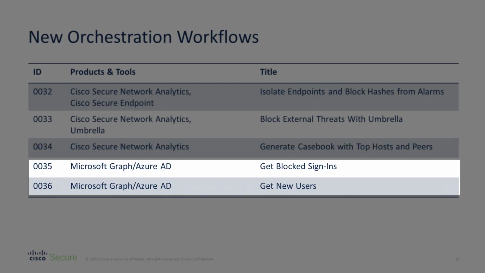The last two workflows deal with Microsoft Graph and Azure Active Directory, and they do lookups in Azure Active Directory and see if sign-ins were blocked, if accounts have been locked out, and if new users had been created. And in each of those cases, it then posts a message to a WebEx Teams room just to let the operators on shift know that these things have been detected or have happened.